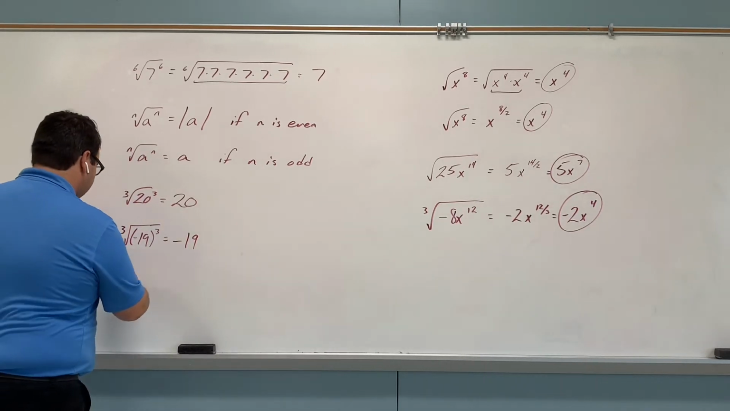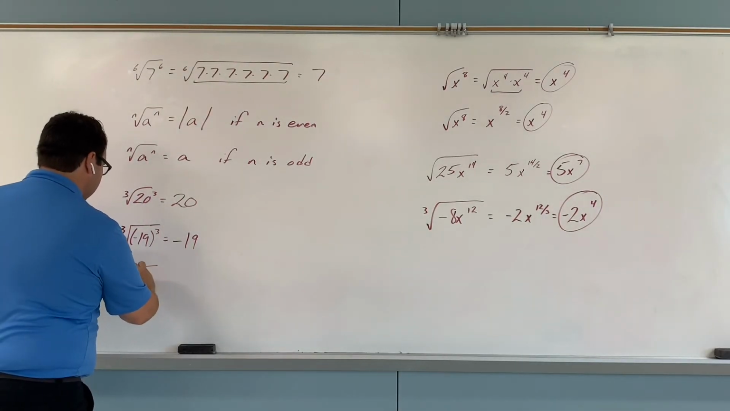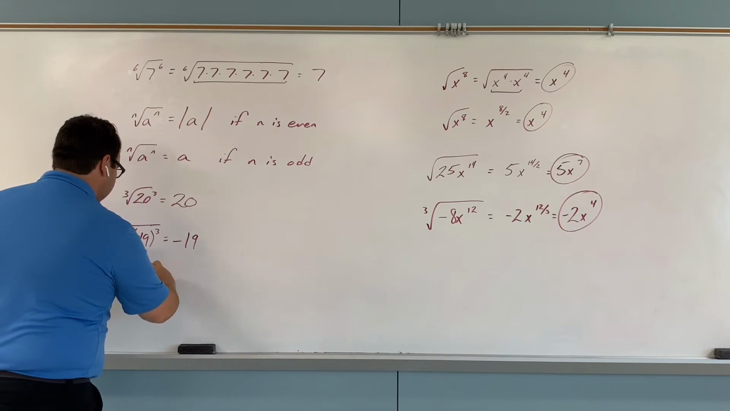What if I were to have the 6th root of negative 20 to the 6th?